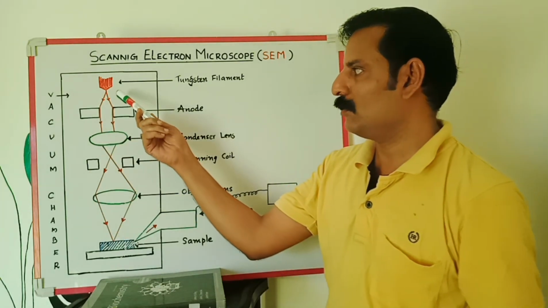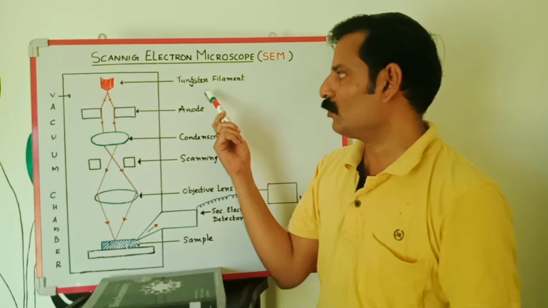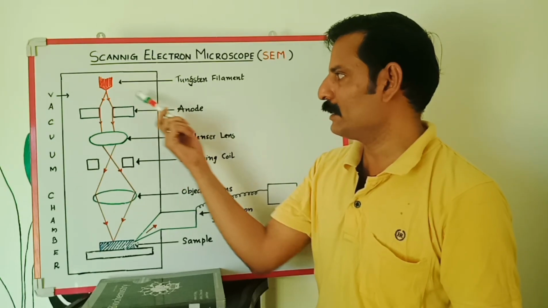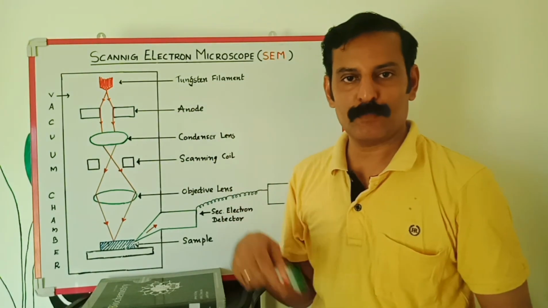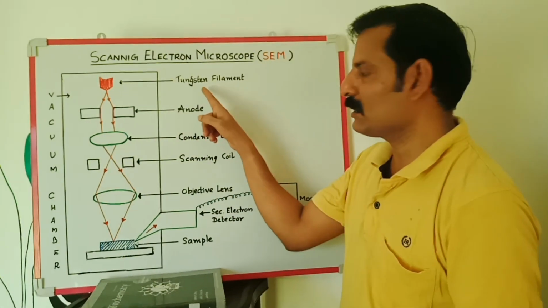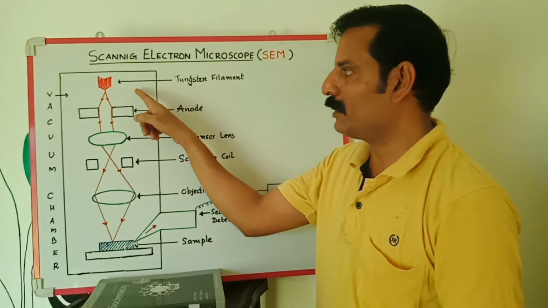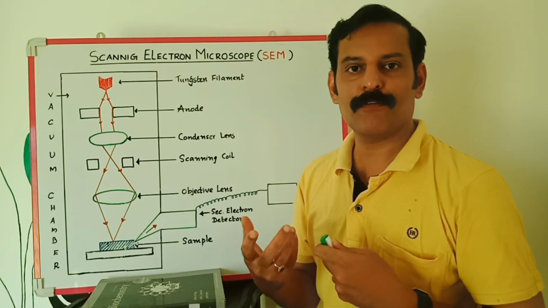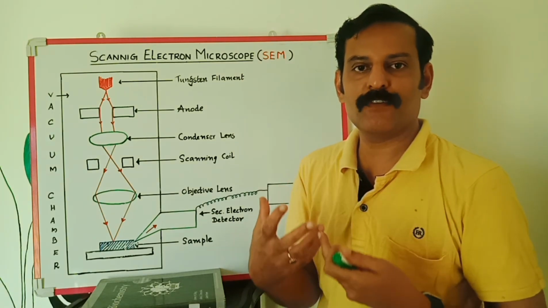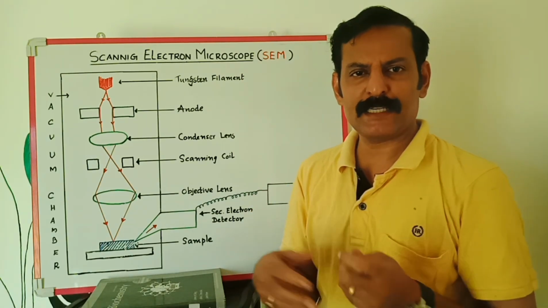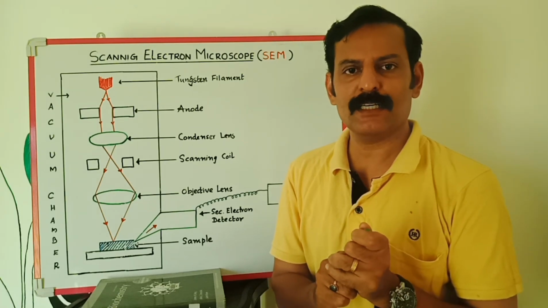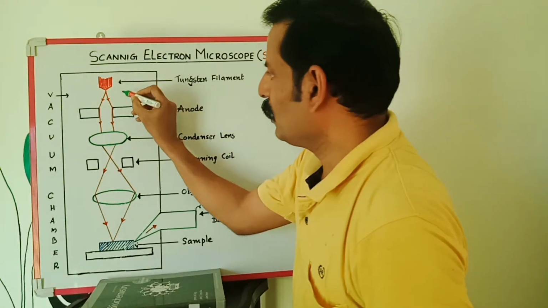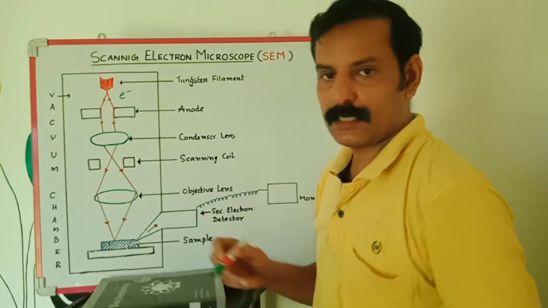So in order to avoid that, we keep it in a vacuum chamber. The first component is the electron source. In the scanning electron microscope, we use a tungsten filament as the electron source. We heat the tungsten filament with the help of electricity, and when it is heated to a maximum, it starts to release electrons.